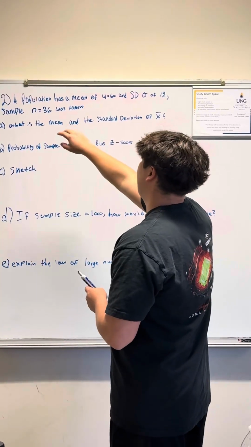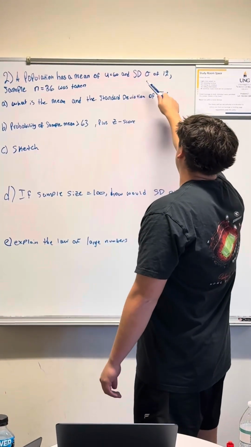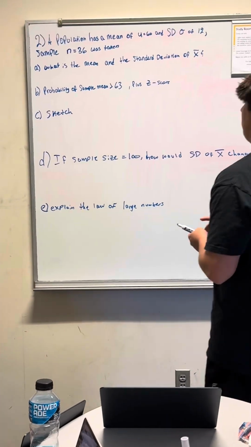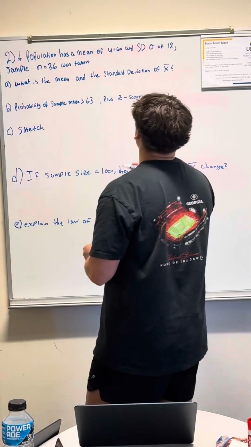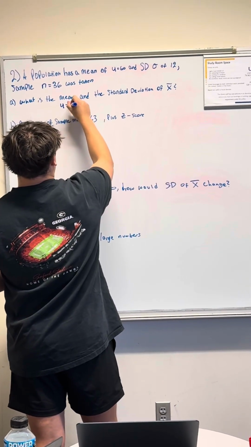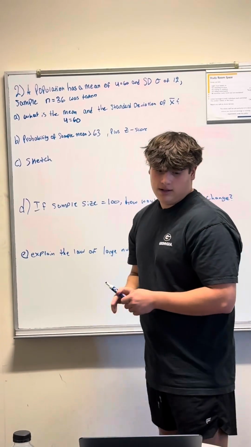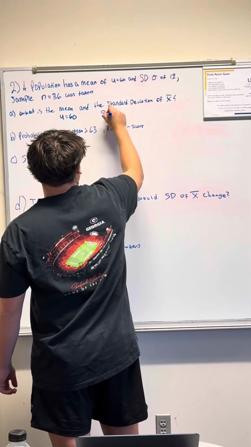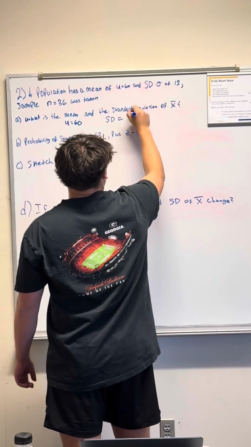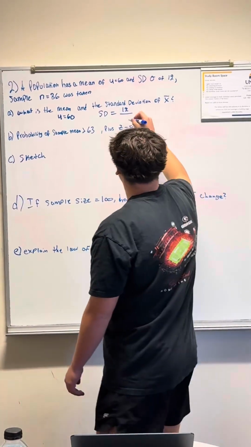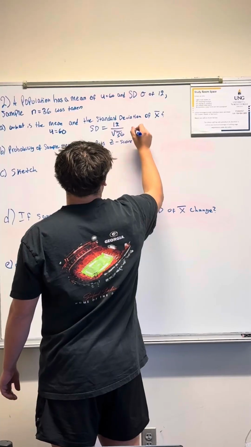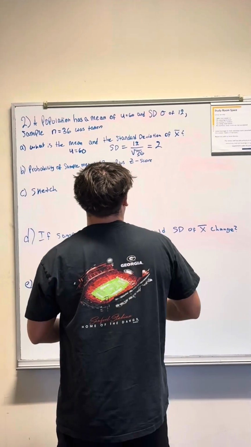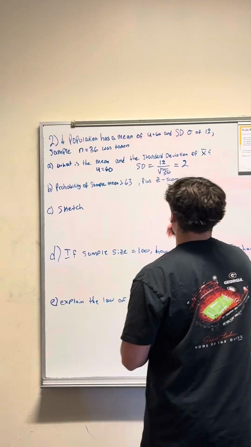Alright, so problem number 2, we have a population with a mean of 60, standard deviation of 12, and a sample of n equals 36 was taken. For problem A, it's asking what is the mean and the standard deviation of x bar. Well, we have our mean right here, so mu is 60, and now we have to find the standard deviation of x bar. So the standard deviation equals 12 over the square root of the sample size, which is 36, right? So this is going to equal 2, because 12 over 6 is going to give you 2.